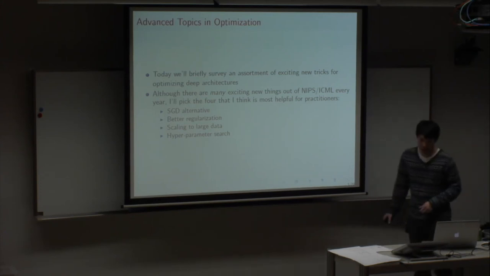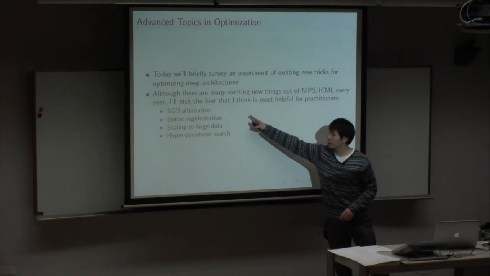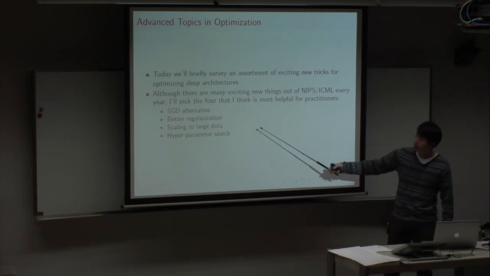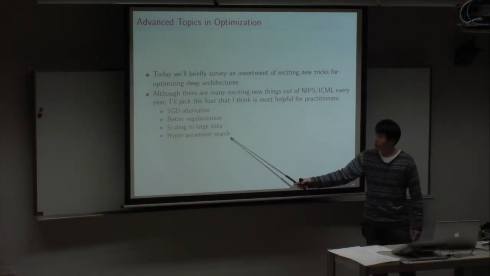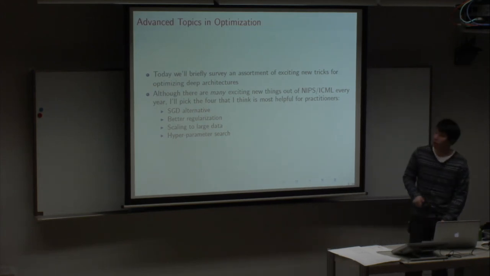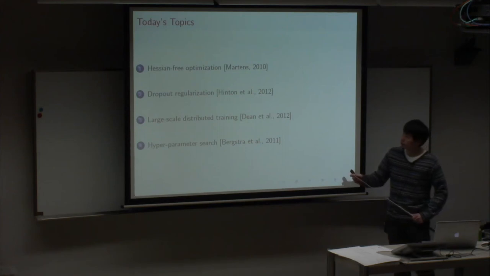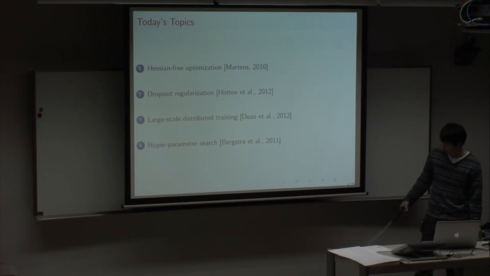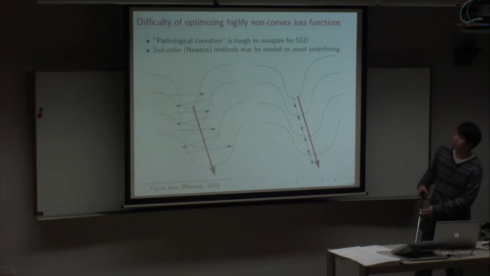One is an alternative to SGD. One is a better way to regularize using something called dropout. One is how to scale to large data, and hyperparameter search. I think these are four important topics, and I'll go very fast through each of them. These are the four papers I'm taking from. Let's first talk about an alternative to SGD called Hessian-free optimization.